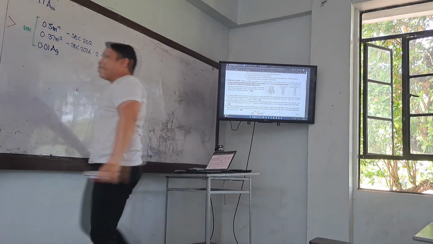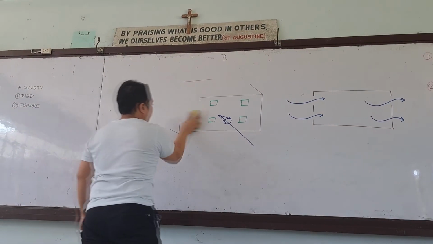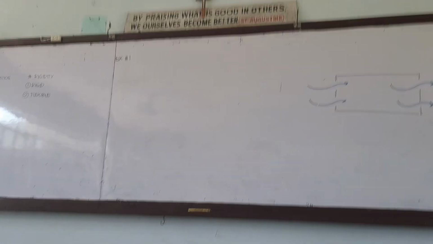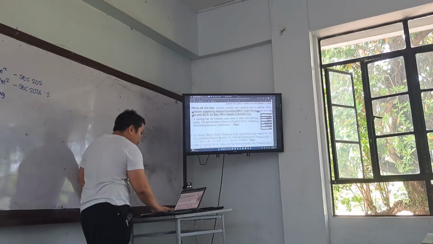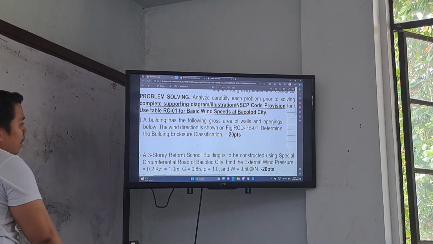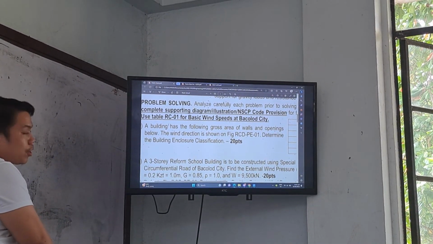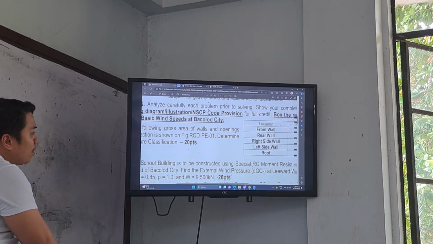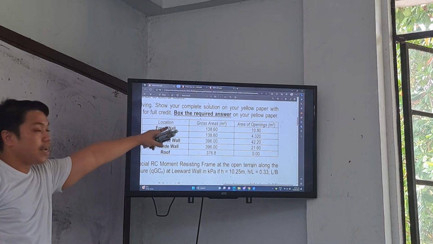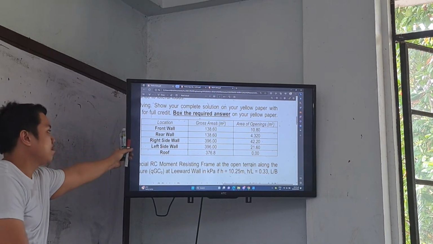Okay, problem set number 1. A building has the following gross area of the walls and openings specified in the table. Determine the building enclosure classification. So we have here the location of our walls, with gross areas and openings.